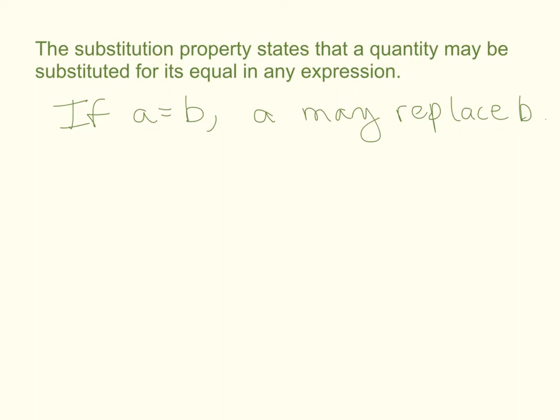An example of that would be if x is equal to 3, then 3x would be the same thing as 3 times 3, because I can then substitute 3 for x since x is equal to 3.